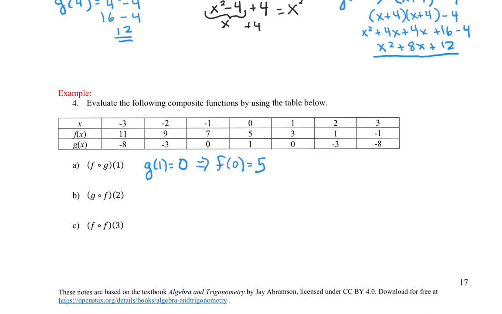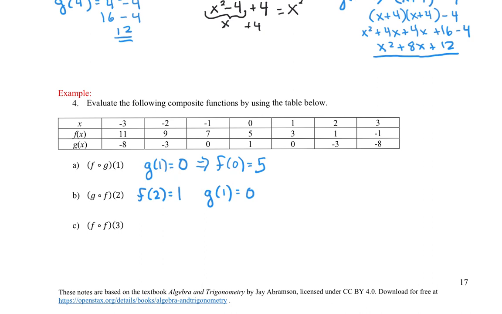Let's do the same thing for letter B, except this time this says g of f of 2, which means we need to find f of 2 first because that's the innermost part of this composite function. So f is here, 2 is here, so f of 2 is 1. We're going to take that answer and plug 1 into g. So g of 1 is 0.